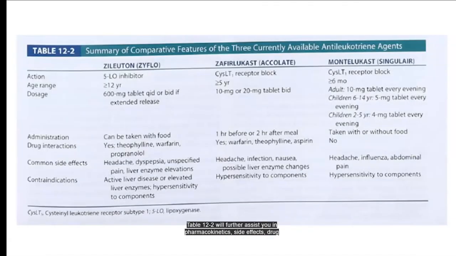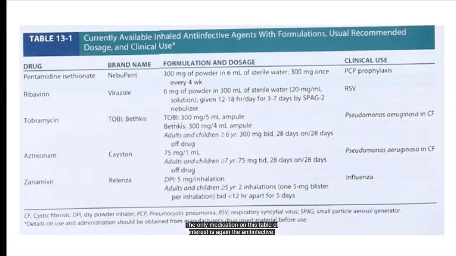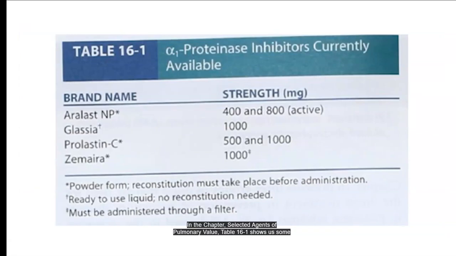Table 12-2 will further assist you in pharmacokinetics, side effects, drug interactions, and contraindications of some of the non-steroidal anti-asthma agents. The only medication on this table of interest is again the anti-infective tobramycin for Pseudomonas in our cystic fibrosis patients. In Chapter 16, Selected Agents of Pulmonary Value, Table 16-1 shows us some of the medications that are used to treat alpha-1 antitrypsin deficiency, which is a genetic defect that leads to the development of severe panacinar emphysema, which is characterized by relatively uniform enlargement of the air spaces throughout the terminal bronchioles and alveoli.